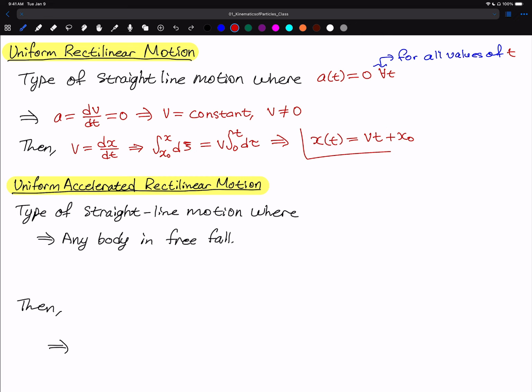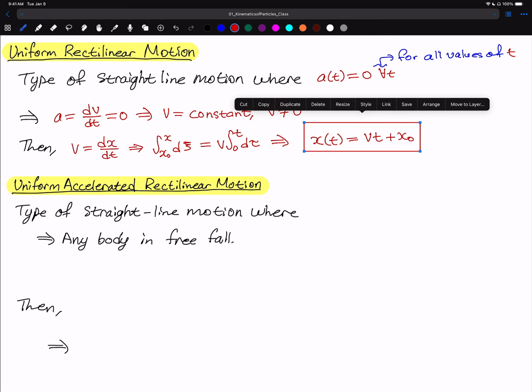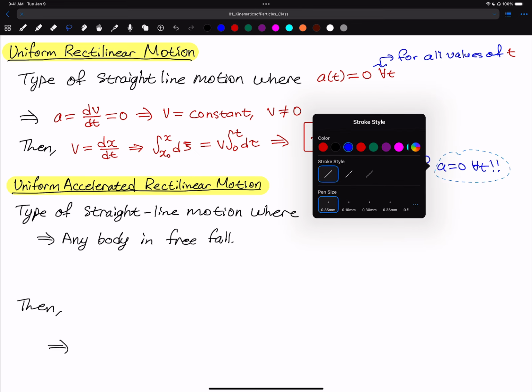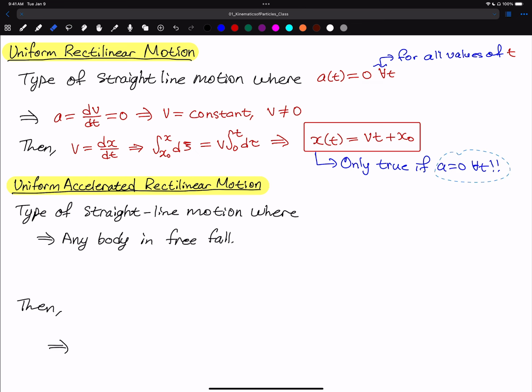Let me try and box that again. There we go. Okay, so this equation is only true if the acceleration a is equal to 0 for all time. That is the only case where it's true. And let me write that in blue, just so that it appears different.